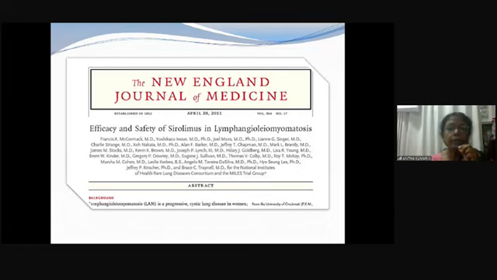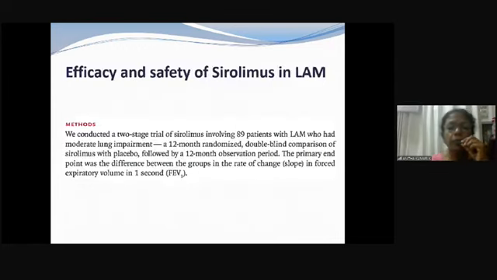So what is the efficacy and safety of sirolimus in LAM? This is a study which came in the New England Journal of Medicine. That's an old study. So this is a 12-month randomized double-blind comparison of sirolimus with placebo, followed by a 12-month observation period.